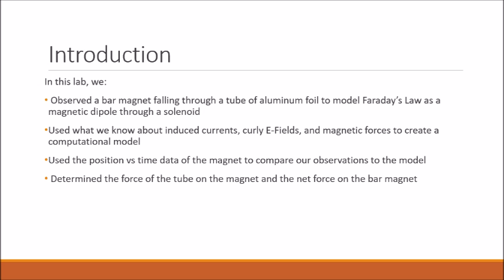In Lab 5, we've modeled Faraday's law by dropping a bar magnet through a tube of aluminum foil. This represents a magnetic dipole falling through a solenoid. Using what we've learned about magnetic fields, induced currents, and magnetic forces, we created a computational model to represent our observations. We determined the direction and magnitude of the magnetic and net force on the bar magnet.